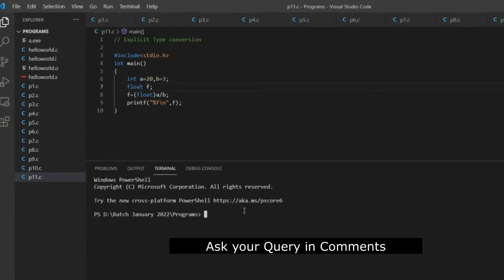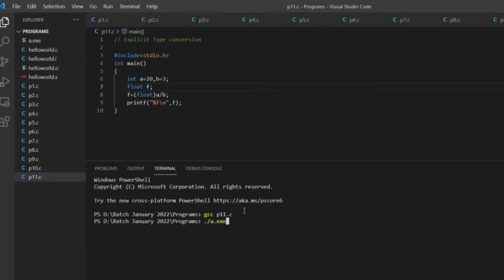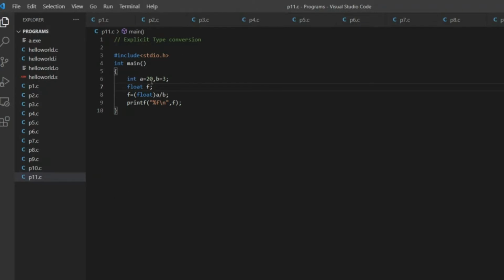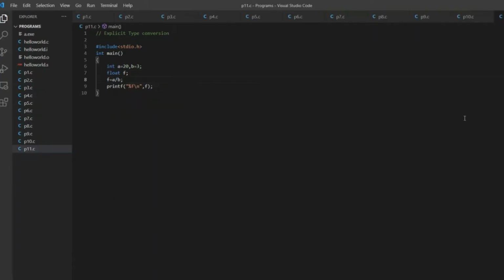Yogin, can you please explain the logic once again? Yes, I will. My expected output is 6.66. So I will remove this float. Now a is integer type and b is also integer type. So 20 divided by 3 is 6, instead of 6.66, because both are integers.